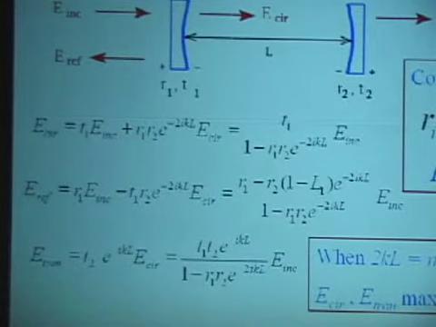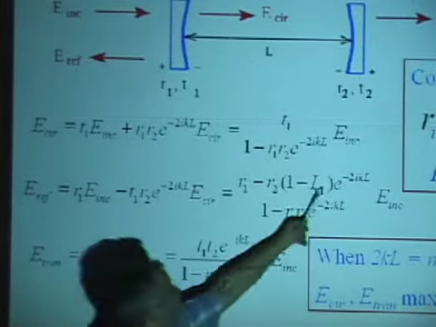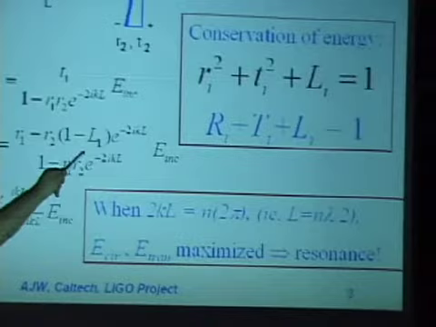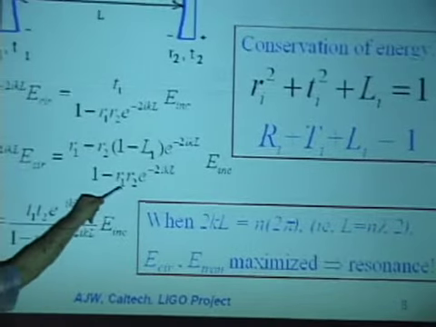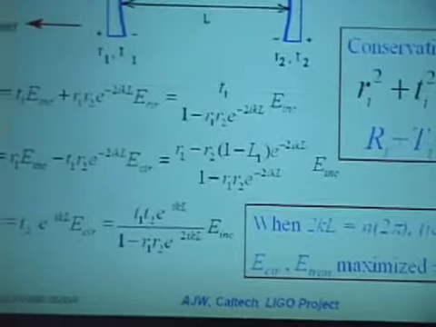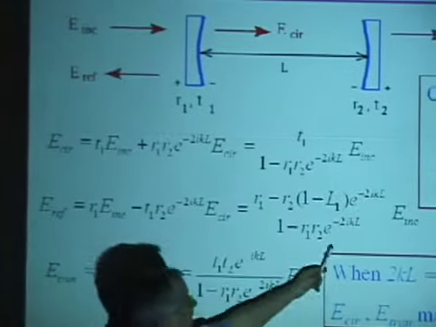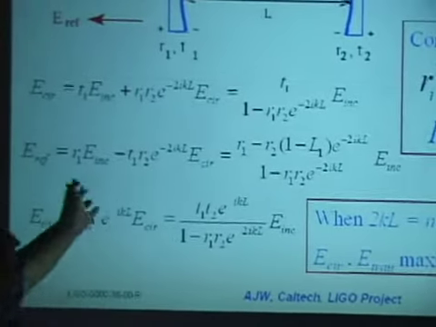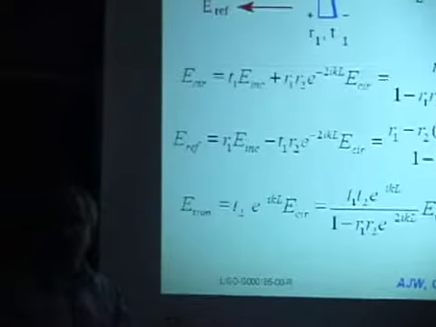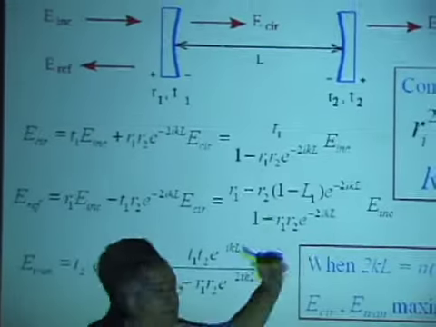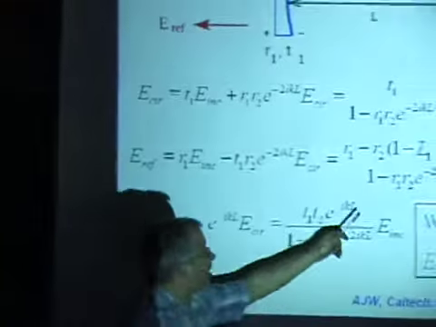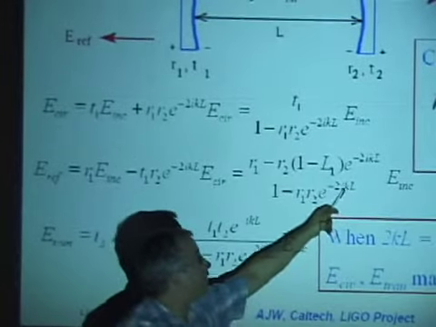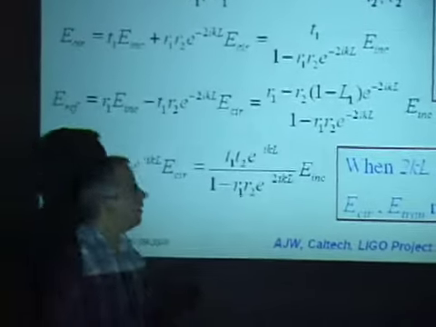In any case, when 2kL is an integral multiple of 2 pi, then this quantity over here is 1, and this denominator gets as small as it can get. And that's resonance. And if you change either k by changing the wavelength of the light, or L by changing the length of the cavity, it changes that resonant condition. It's a very, very strong function of the wavelength of the light and the length of the cavity, very close to resonance. In fact, by making R1 and R2 as close to 1 as you can, this can get exquisitely sensitive to the wavelength of the light or the length of the cavity.